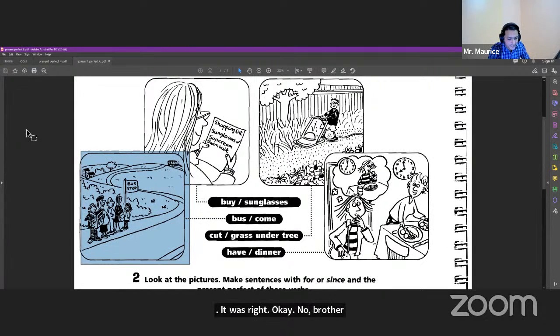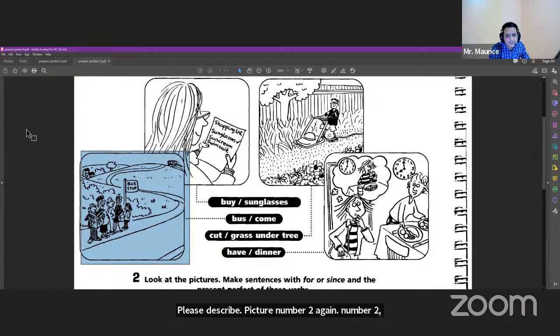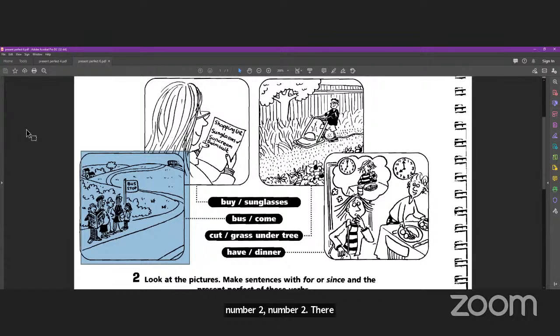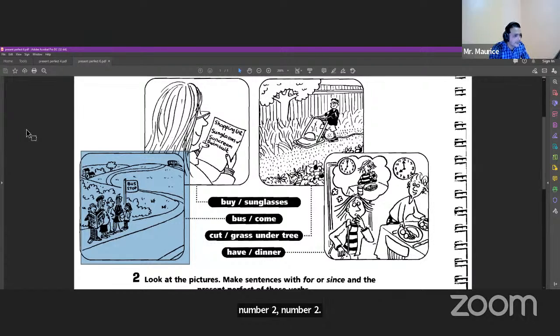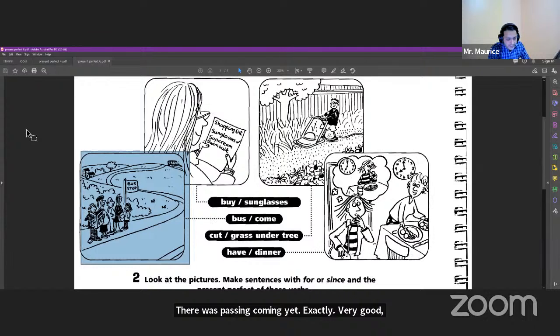We got more volunteers. Diana Suarez, please describe picture number 2 again. La figura 3, ¿verdad? Number 2. Ah, no, eso no. The bus hasn't come yet. Exactly. Very good. Excellent, Diana. Okay, let's move on. We have another volunteer.